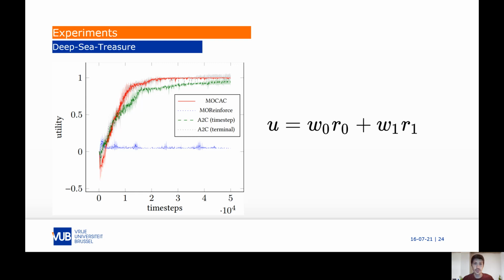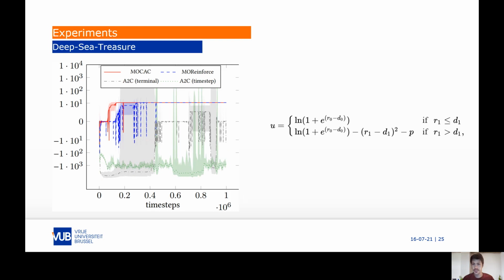Nonetheless, our algorithm converges the fastest. The second experiment we're doing is with a nonlinear utility function, and here the story is different. So we imagine a scenario where you have a crew in debt that is trying to find a treasure before a deadline in order to take care of their debts.